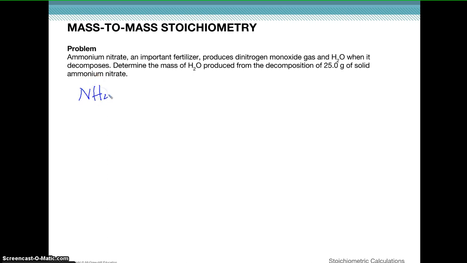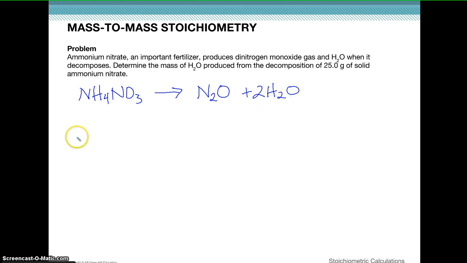Figure out the charge of ammonium and nitrate, put those two things together. So NH4NO3 decomposes to make dinitrogen monoxide and H2O, water. Okay, then we balance our equation, and to balance it, let's look at what we have. We have 2 N's and 2 N's, that works. We have 4 H's, so we're going to have to put a 2 right there, and then 3 O's. 1 plus 2 makes 3 O's, so those are balanced.